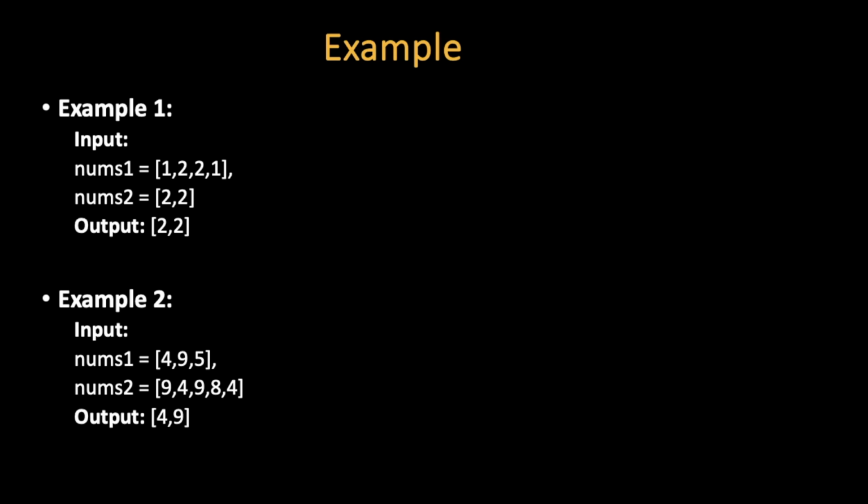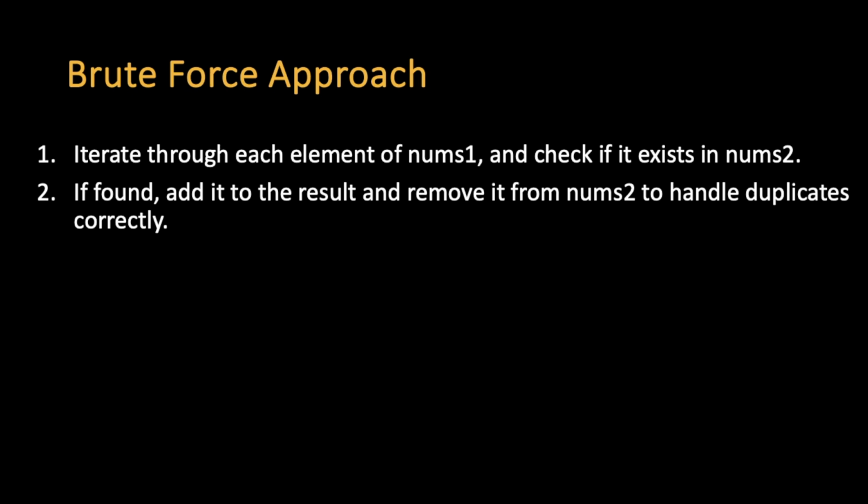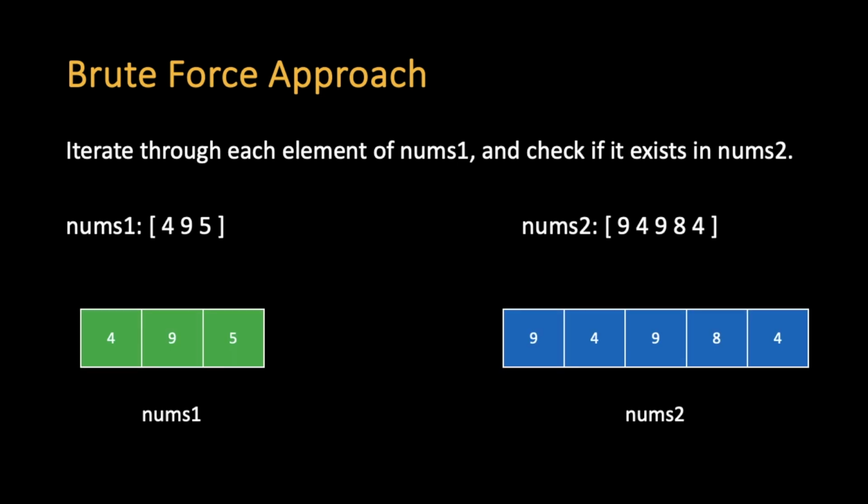Okay, now let's see how we can solve this problem. According to the brute force approach, we will iterate through each element of nums1, that is the first array, and check whether each element exists in the second array, that is nums2. If we find an element that is there in nums1 and also exists in nums2, then we will add that to our result array, and then we will remove that element from the second array, nums2, to handle duplicates correctly.